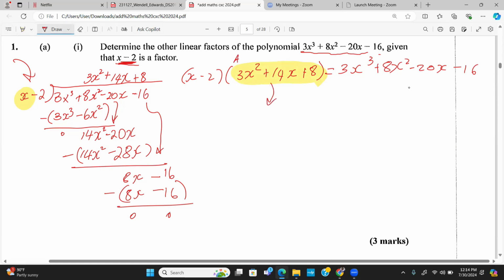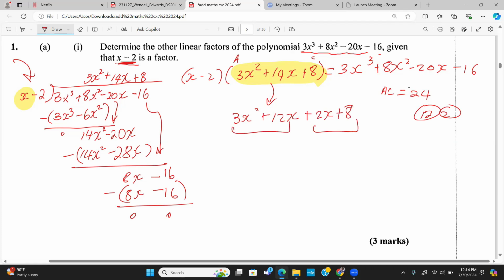So my a is 3 and my c is 8. You could see that ac is going to give me 24. That's 3 times 8, that's 24. To get a 14 here, you could see that 12 and 2 could help us to get a 14. So what we're going to do is to factorize. Take a look. So 3x squared plus 12x, plus 2x plus 8. So let us factorize quickly.